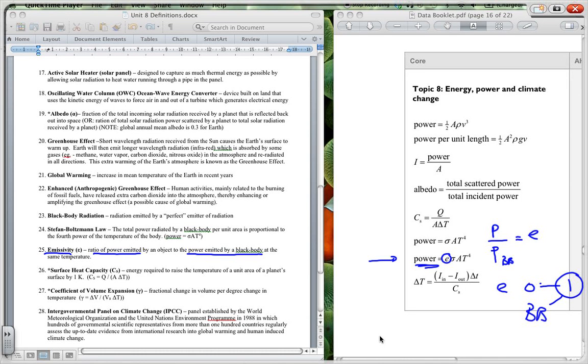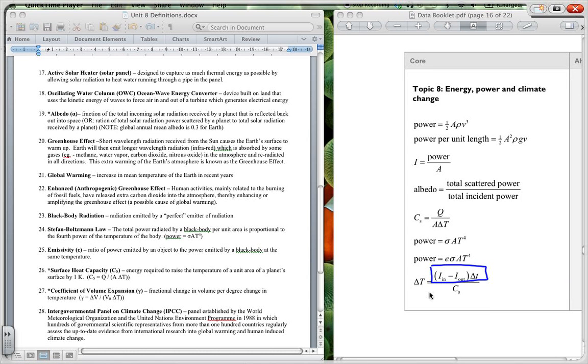And finally we have here, as far as our data booklet, our change in temperature can be calculated for a specific surface by taking the energy coming in per unit area minus the energy being reflected or radiated out, times the time that this is acting on it, divided by the surface specific heat capacity. So this over here basically gives us a delta Q, or a Q value, and it's basically a variation of this formula, and this over here is your surface specific heat capacity.